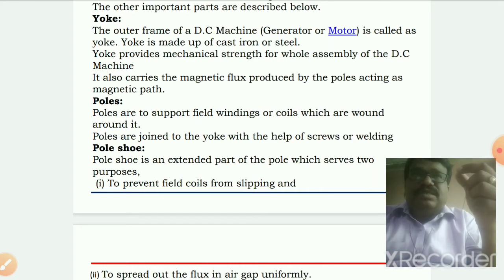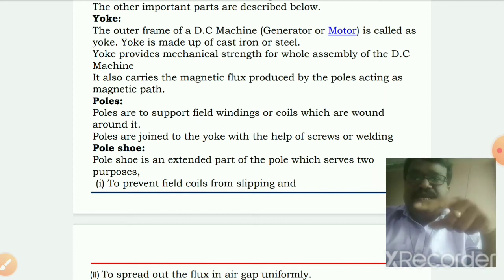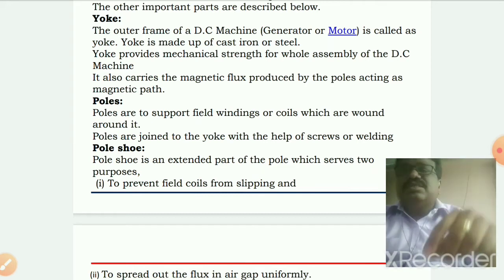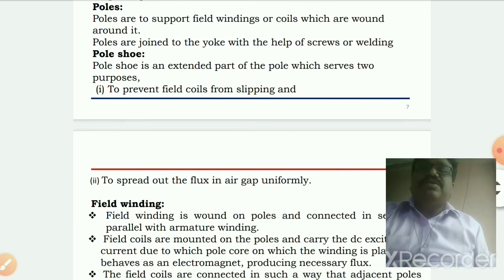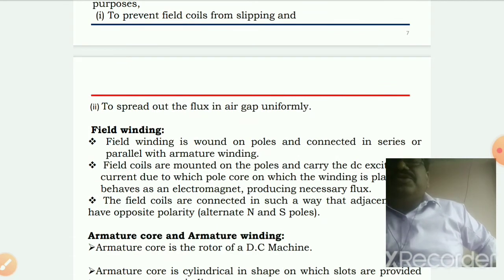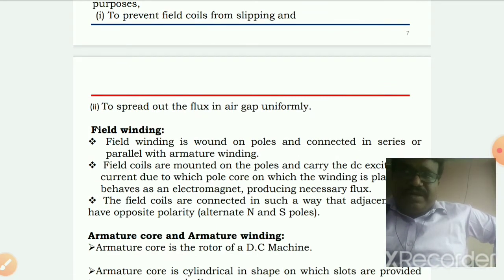The second one is, if the magnetic pole is in the form of a shoe, then it will distribute the produced magnetic flux uniformly in the entire air gap. If the magnetic flux is distributed uniformly in the entire air gap, then the produced EMF in the conductors is pure sinusoidal. So the two purposes of the pole shoe are, one is to avoid the slipping of the field winding, and the second one is to spread out the magnetic flux uniformly in the entire air gap. The next part of the stator of the DC machine is the field winding.